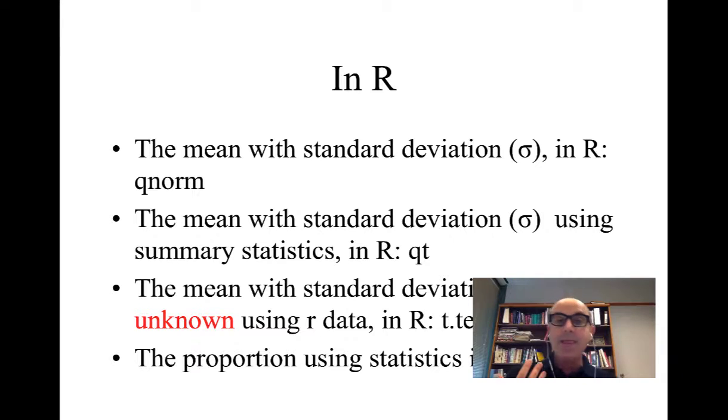In R, the mean with a known standard deviation is calculated with qnorm. The mean with a standard deviation using the sample is qt. This is a function that every RStudio and every R platform will recognize. The mean with an unknown standard deviation is called t.test. The proportion using the statistics in R is qnorm.